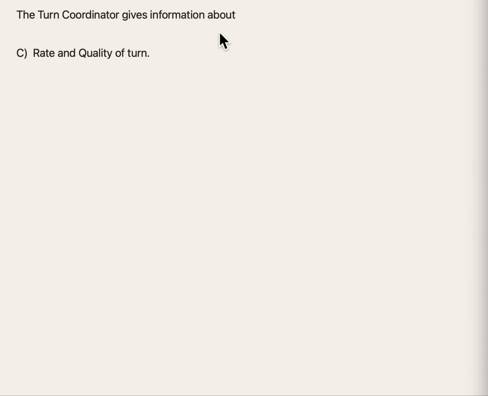The turn coordinator gives information about the rate and quality of turn. An aircraft uses two types of turn indicators. The first is a turn and slip indicator, and the other is a turn coordinator.